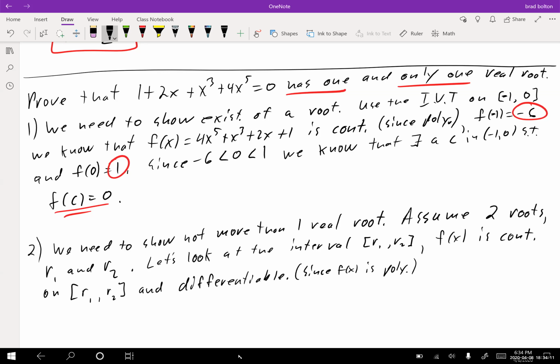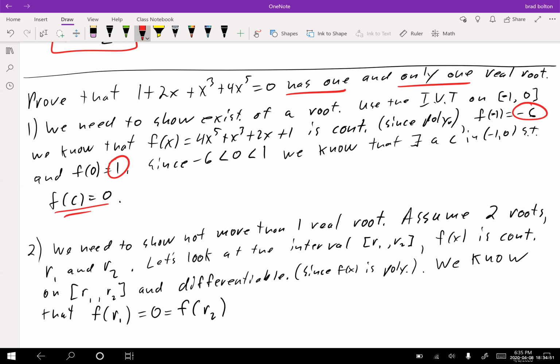Well, if they're both roots, R1 and R2, that means when you plug them into f of x, what should your answer be? Your answer should be 0. So we know that f of R1 equals 0, but then we also know that f of R2 has to equal 0. And again, if you're not sure why, just think about what it means to be a root, what it means to be a 0 of a function. Okay, so we know this is true.